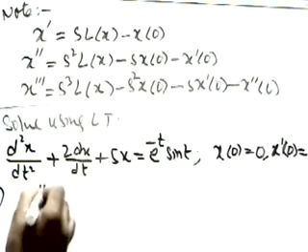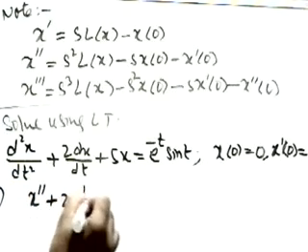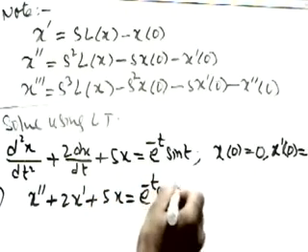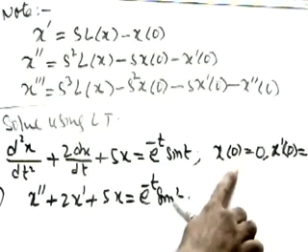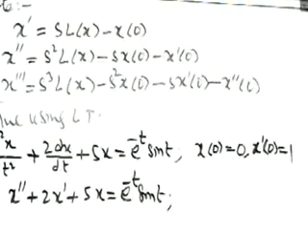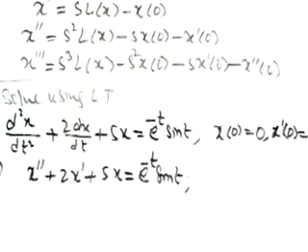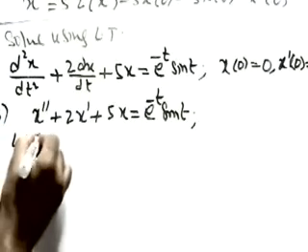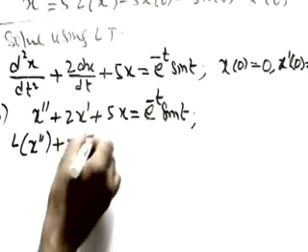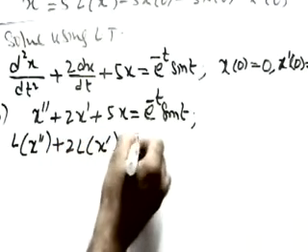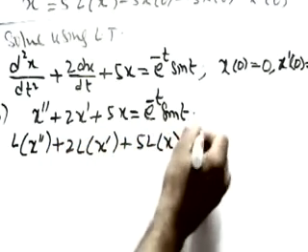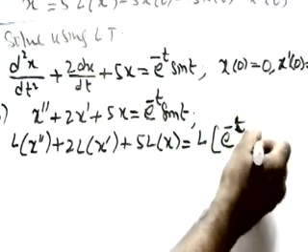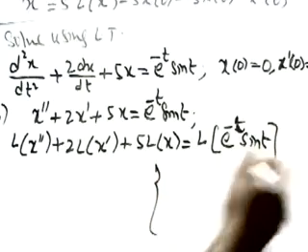So let me first write what is given here. X double dash plus 2x dash plus 5x equals e power minus t sine t. What is given already? x of 0 equals 0, x dash of 0 equals 1. So let me apply Laplace to each and every term. Laplace of x double dash plus 2 into Laplace of x dash plus 5 into Laplace of x equals Laplace of e power minus t sine t.